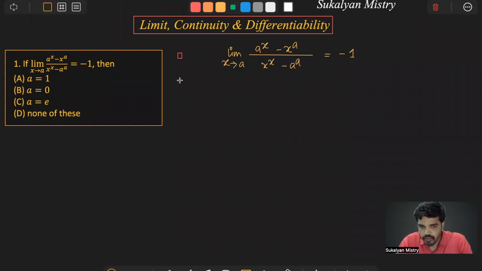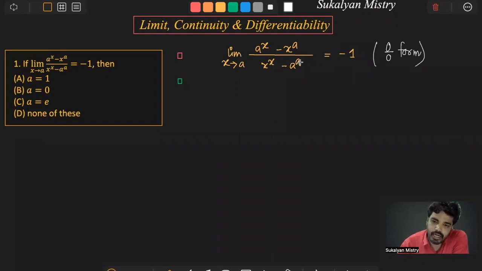So first of all, look, when I put x is equal to a, then what do you get? a to the power a, right? This term will be a to the power a. So a to the power a minus a to the power a, that is 0. So what form are we getting? We are getting 0/0 form, right? So this is 0/0 form. Getting my point?